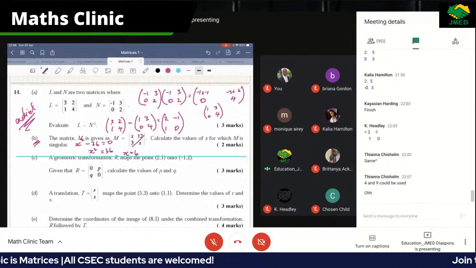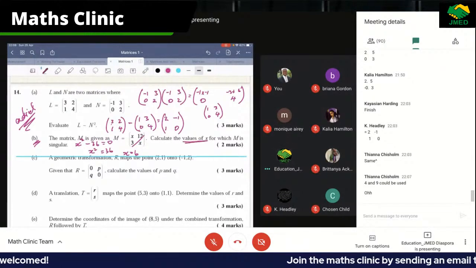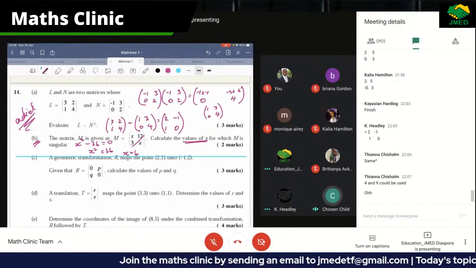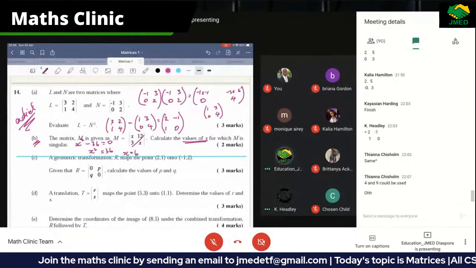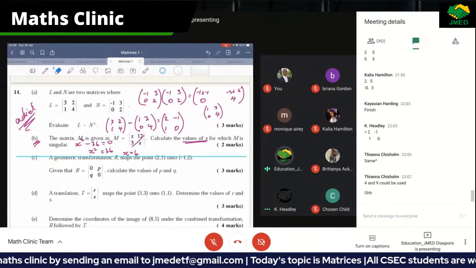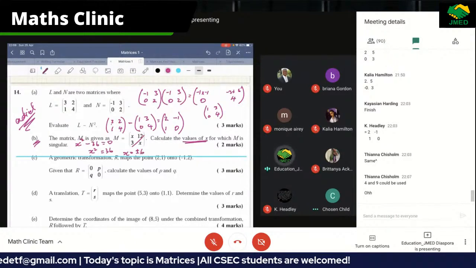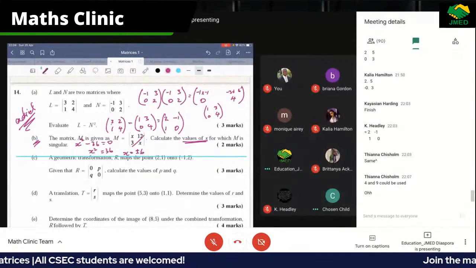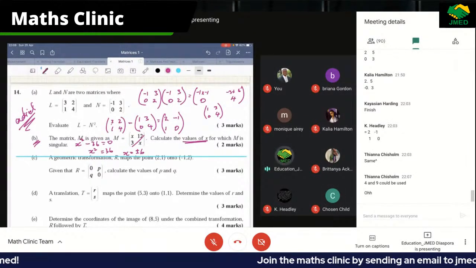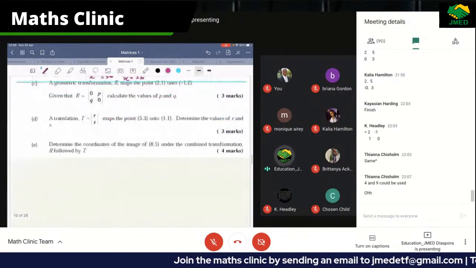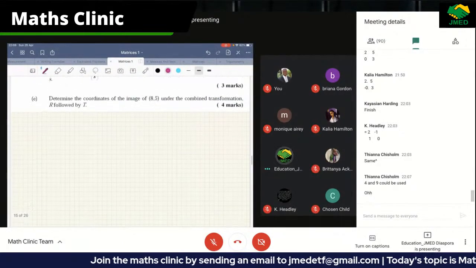The question says calculate the values of x. So what are the values? Negative 6, negative x, negative 6. So the value of x, I would say, you could write it as plus or minus 6. Okay? We won't be able to do the other parts because we're not there yet.